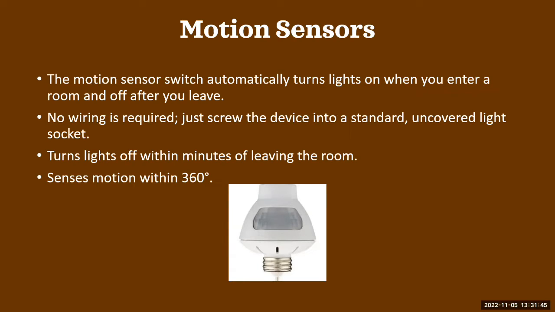Motion sensor switches automatically turn lights on when you enter a room and off when you leave. There's no wiring required, just screw the device into a standard uncovered light socket. It turns lights off within minutes of leaving the room, and it senses motion in 360 degrees.